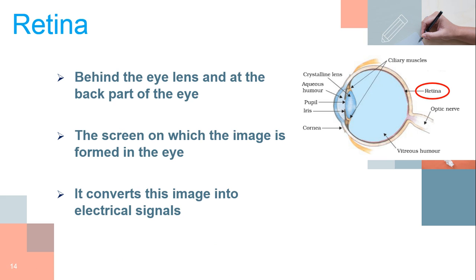The most important part of our eye is the retina. It is behind the eye lens, at the back part of our eye. It's just like a screen. The image is formed by the eye lens. The eye lens focuses the object onto the screen. That screen is called the retina. It converts this image into electrical signals.